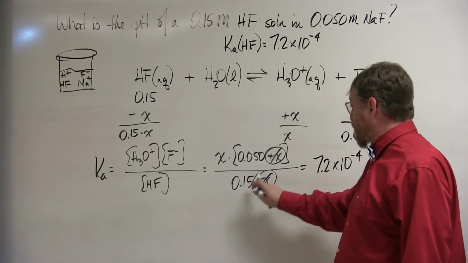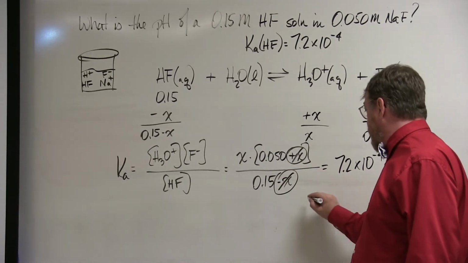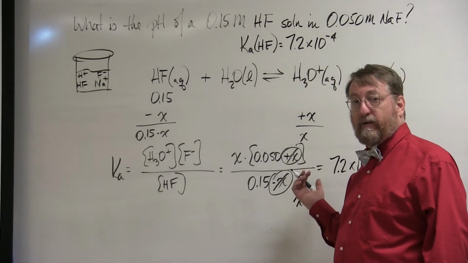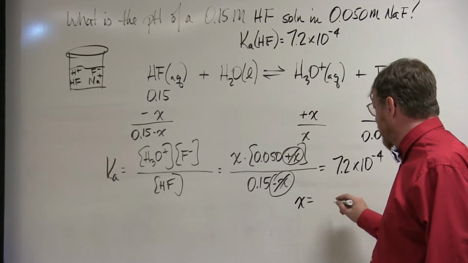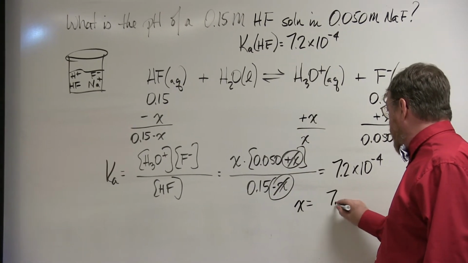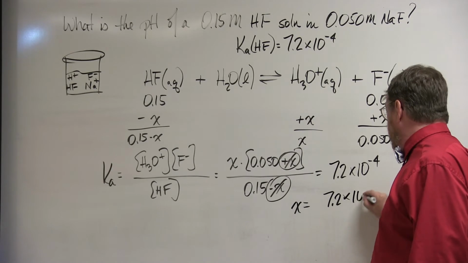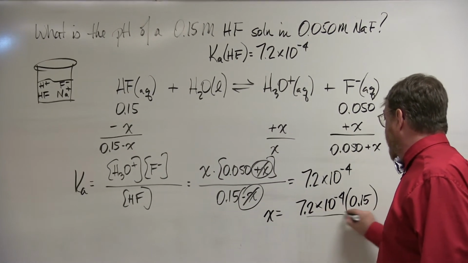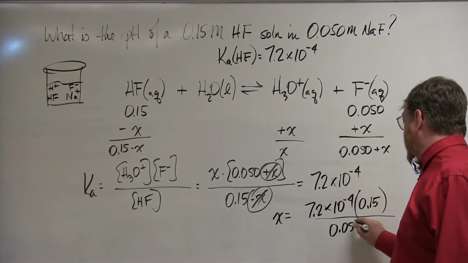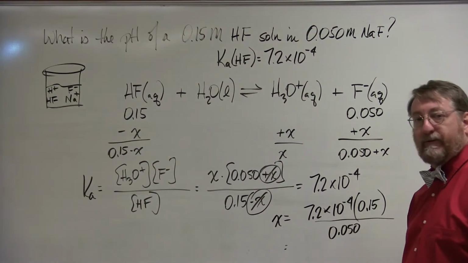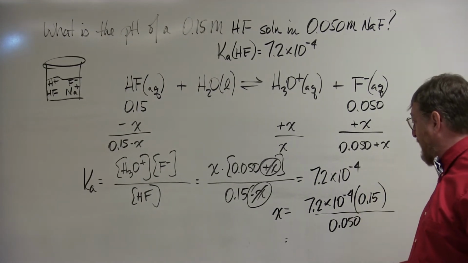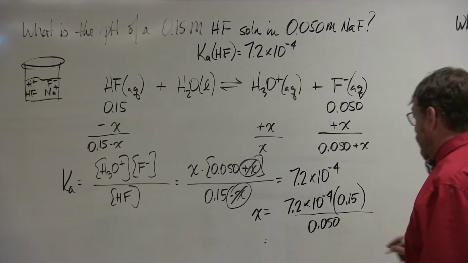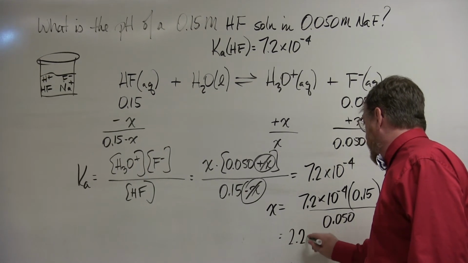So for X, we're going to multiply over by 0.15 and divide by 0.05. X equals, no square root here because I don't have X squared. Very important that you notice that. It's only X. X equals 7.2 times 10 to the minus 4 times 0.15 divided by 0.05. Plug that in the calculator, and we're going to get 2.2 times 10 to the minus 3.